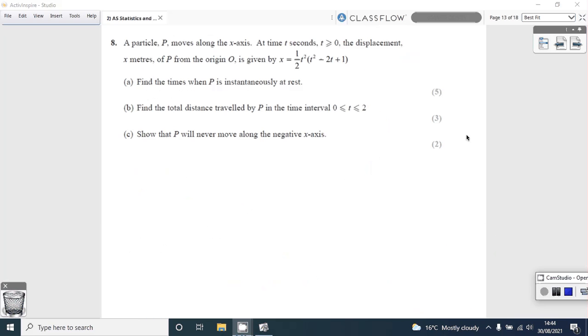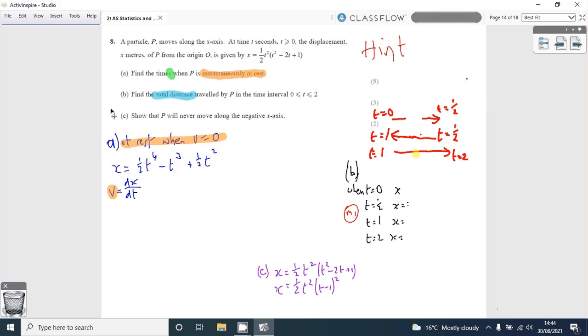Question 8. So the hints for this: find the times, so it's going to be plural, when P is instantaneously at rest. Now, a really key point for mechanics, you're instantaneously at rest when your velocity equals 0. So multiply out the displacement formula, half t squared times the minus 2t and times the plus 1, to give us a revised displacement formula.